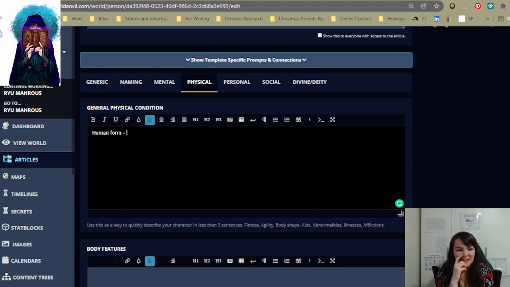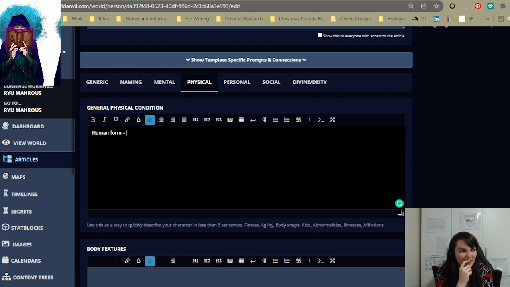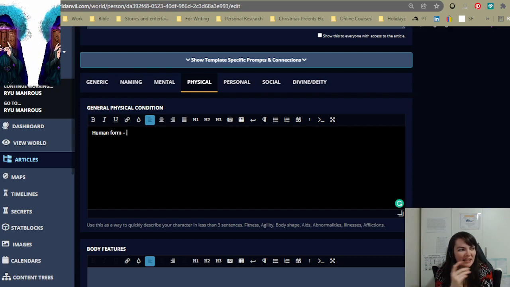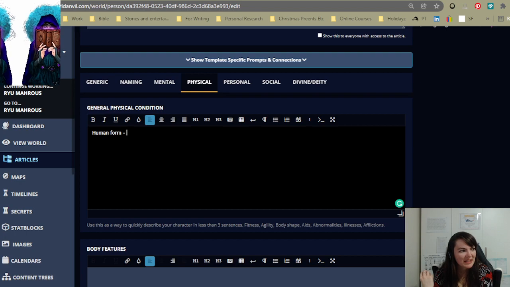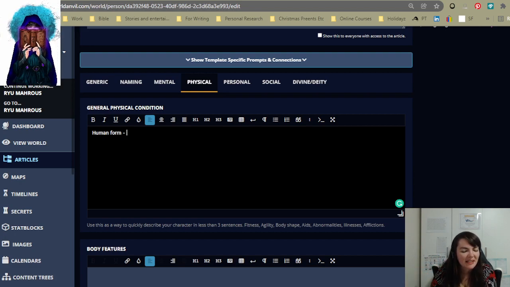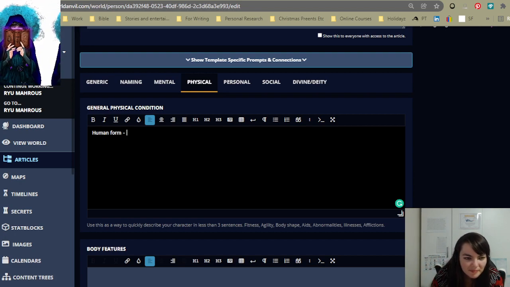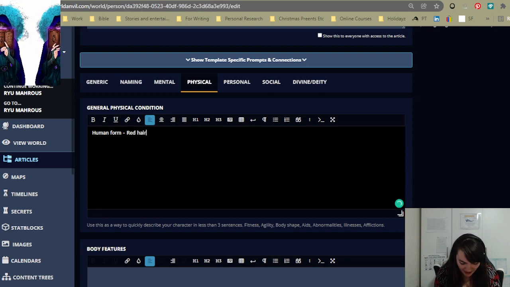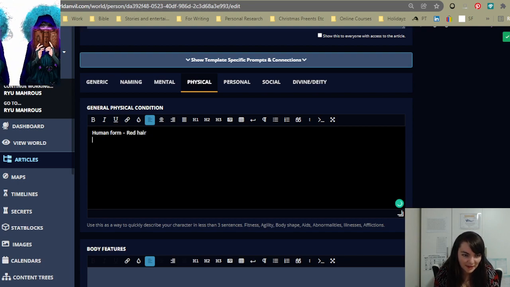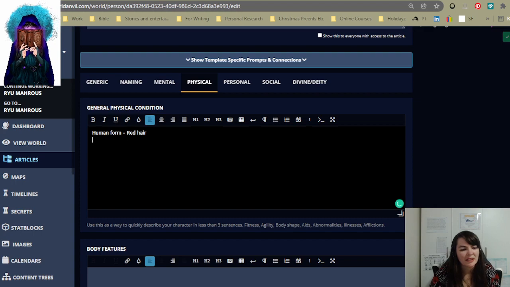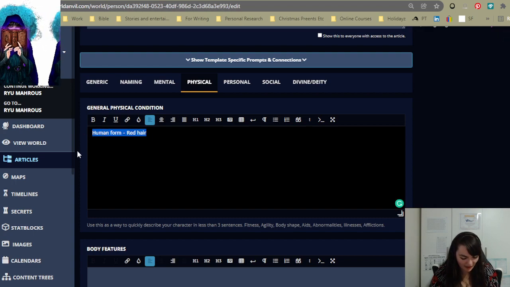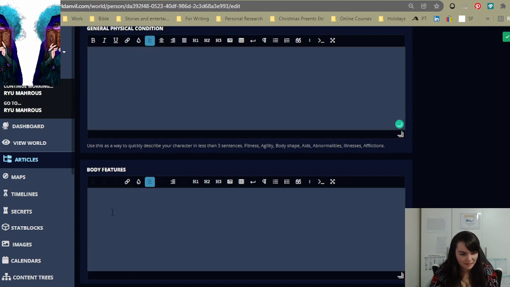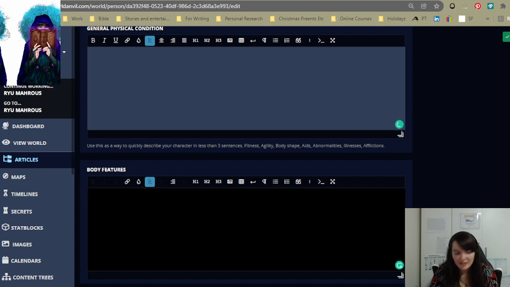I don't have a set image from somewhere else that is similar to it. My Pinterest has a few different ideas. Anyways, for now, human form is red hair. Oh no, physical condition, sorry, body features. I think that goes in there. Wait, I've already said he has red hair, so I actually don't need that.